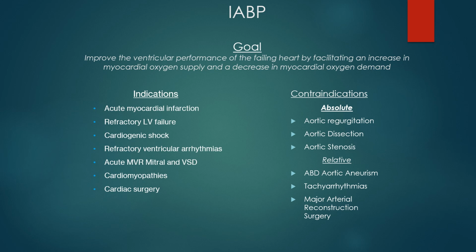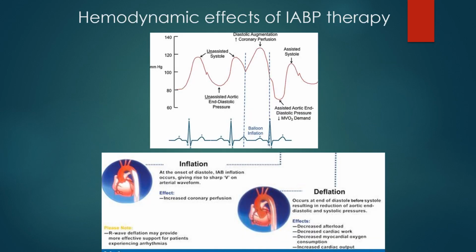And then any type of major arterial reconstructive surgery. You're running a really high risk with these. So really, I don't think I've ever seen patients with any of these conditions on a balloon pump. Mostly it's acute MIs that are in cardiogenic shock that need to go to open heart surgery, and we use the balloon pump to help support them during that time.